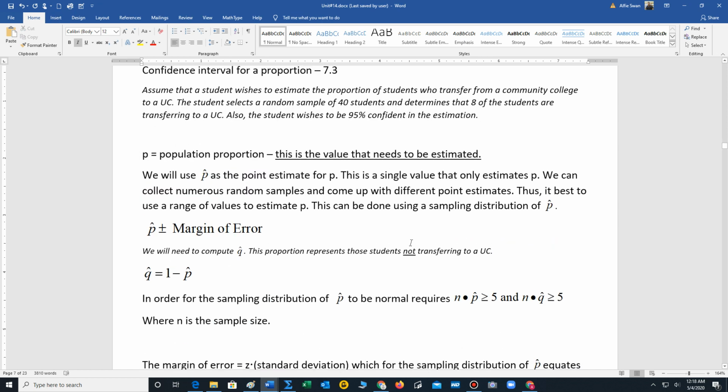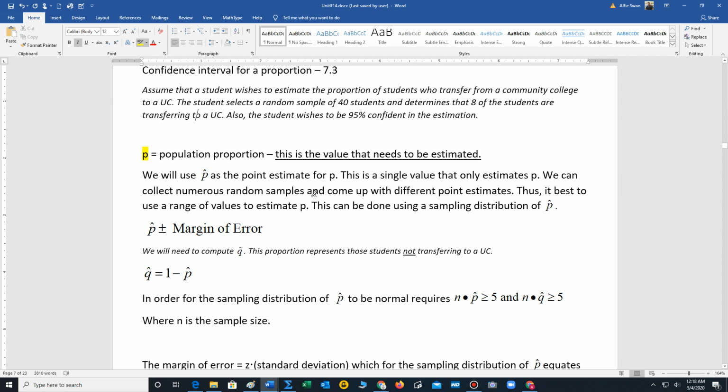estimating these confidence intervals. So first of all, P is the population proportion. This is the value that needs to be estimated. So P will be the value that we're estimating. That's our population proportion. We will use, and this symbol here is called P hat, as the point estimate for P. So P hat will be computed from the sample and will be used to estimate P. So P hat is a single value that is only used to estimate P.